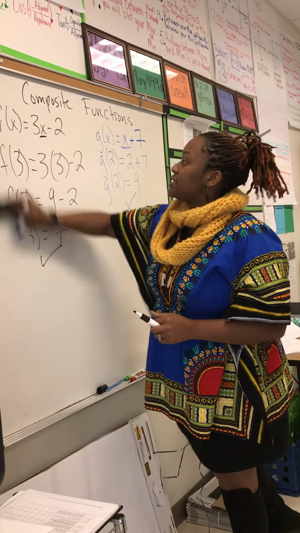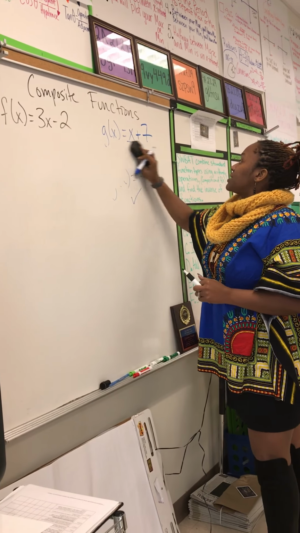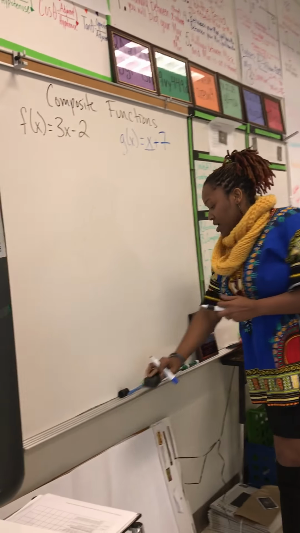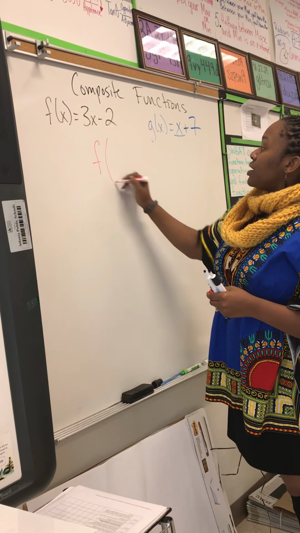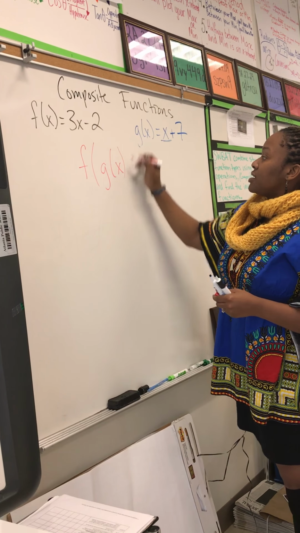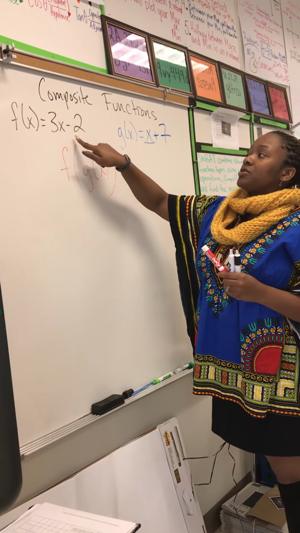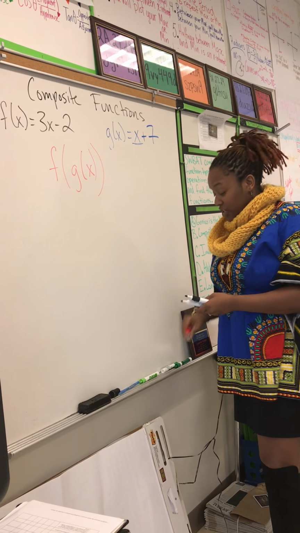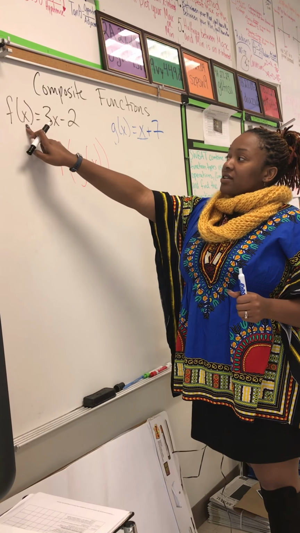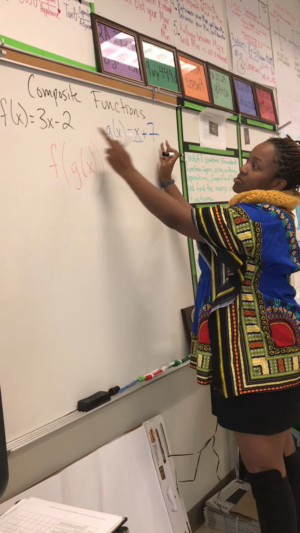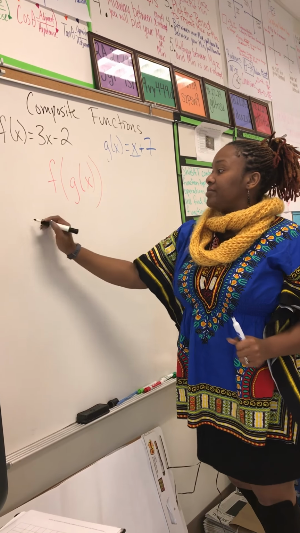So I'm going to simply erase this. And I'm going to go back to the example that I had at first. So we had f of g of x. So this simply says we're starting off with f of x equals 3x minus 2. So I'm going to set that function up. And what am I going to place in place of x? I'm going to take this function and substitute it in for x. So I'm going to write that function out.